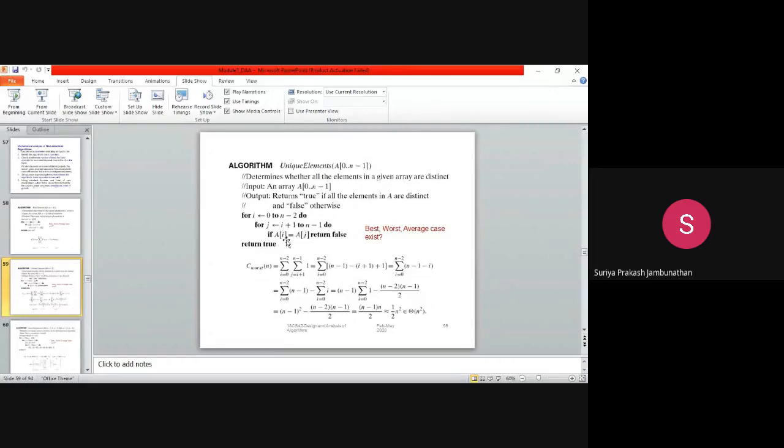A of 1 equal to A of 4, we are checking. A of 1 is 10. What is the value in A of 4? 15. 10 equal to 15, condition is false. So it will go to the next inner for loop. Again there will be incrementation to 5, but the n size is 4. So when it is exceeding the limit, it will go to the outer for loop.